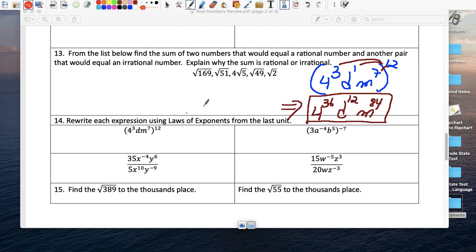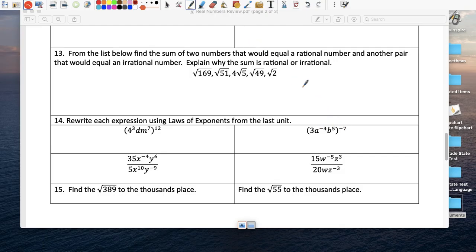So again, going over this, it's a power to a power. When you have parentheses and more than one factor inside the parentheses, you multiply the exponent times all the exponents inside. Let me do the one right next to it. So again, 3, and there's no exponent, so I'm going to put a 1, a to the negative 4, b to the 5th, all raised to the negative 7th power. Just like the previous problem, take that and multiply, then make whatever adjustments are necessary.